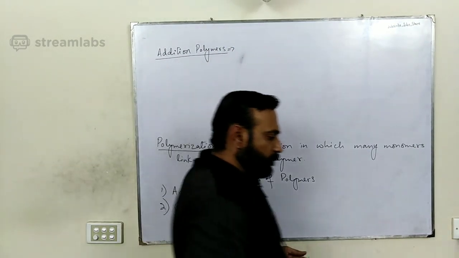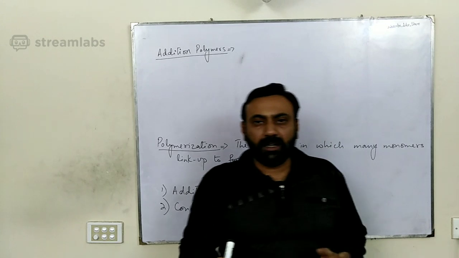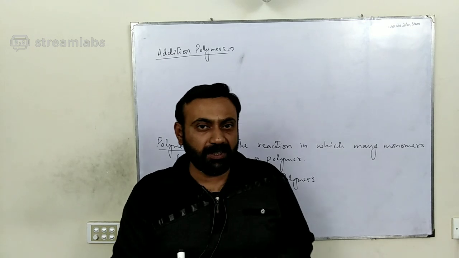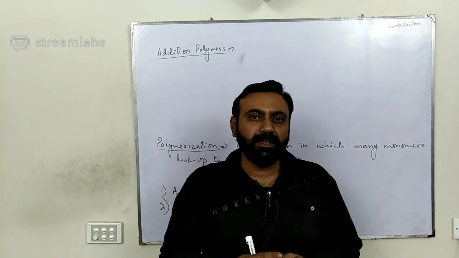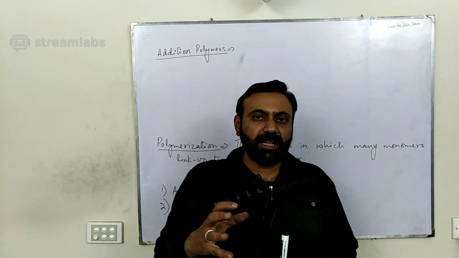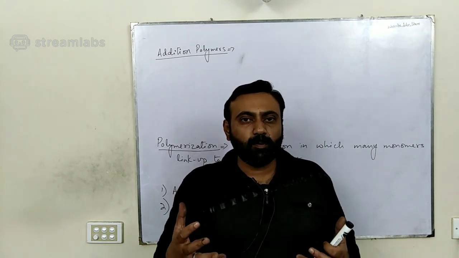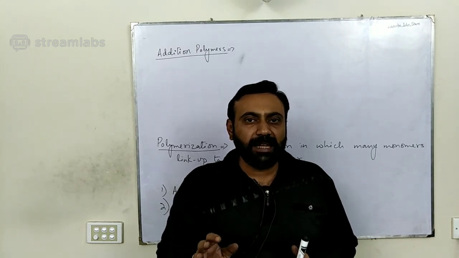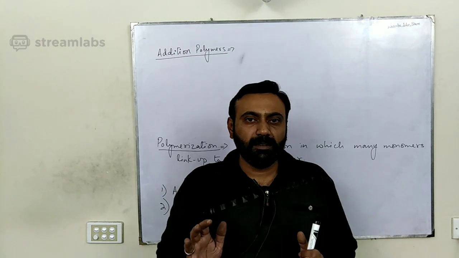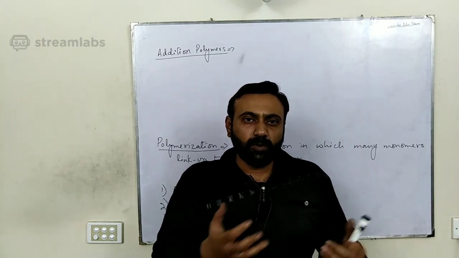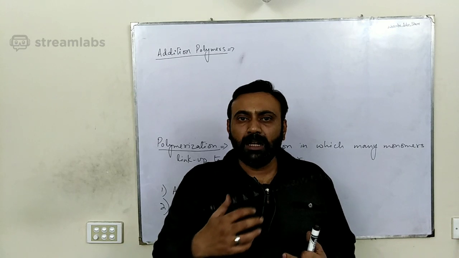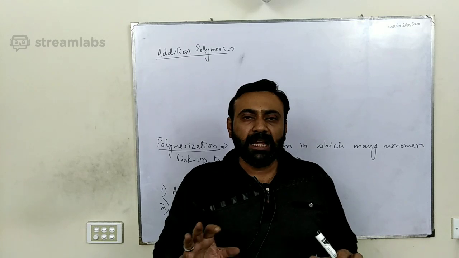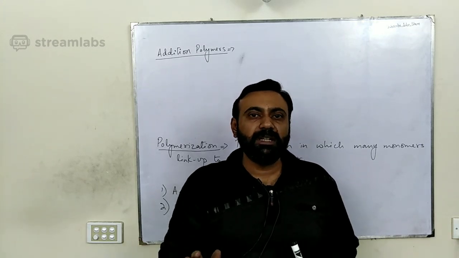Okay, now addition polymers. What are addition polymers? Addition polymers are the polymers which are formed by addition reaction. Now if you remember what addition reaction is, as you have already studied that in the reactions of alkenes. See, addition reaction is a reaction in which molecules are added to each other without the formation of any byproducts. That is the definition of an addition reaction. So in addition polymerization, a polymer is going to be formed by the addition of many monomers and no byproduct will be formed during the reaction.